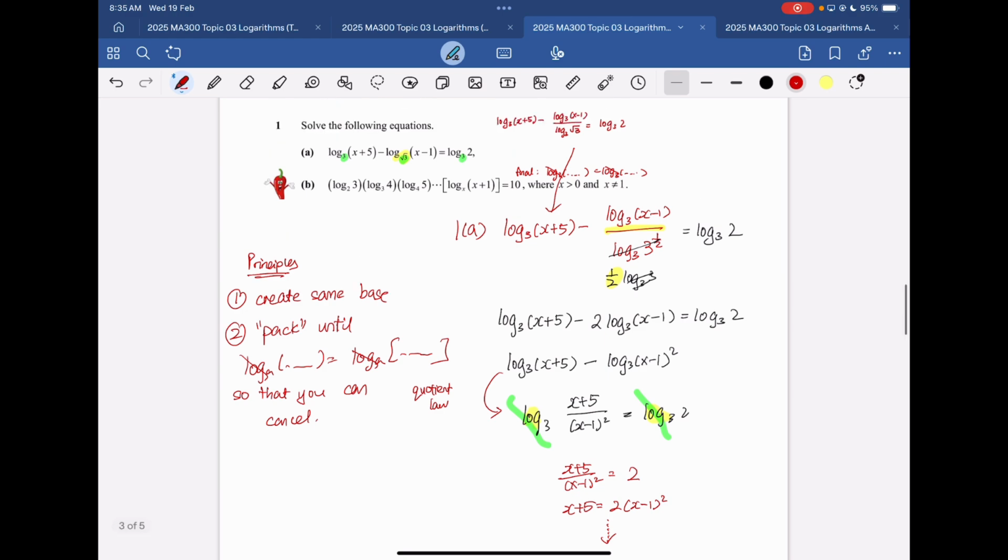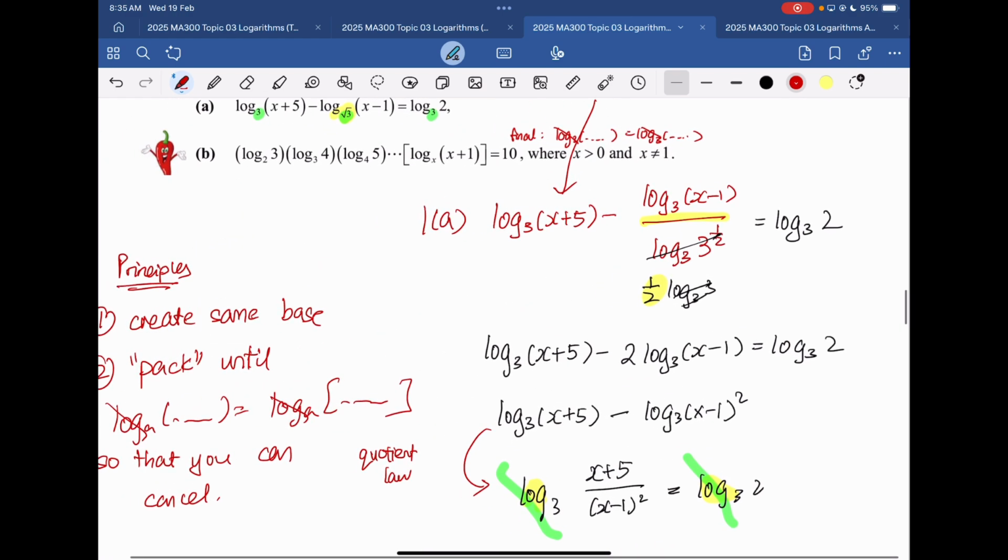You change the half. So what you do, you can bring the power half to the front. Log base 3 of 3 is the same as 1. So now you divide by half. If you divide by half, what does it become? Times 2. Then the times 2 will become a power 2.